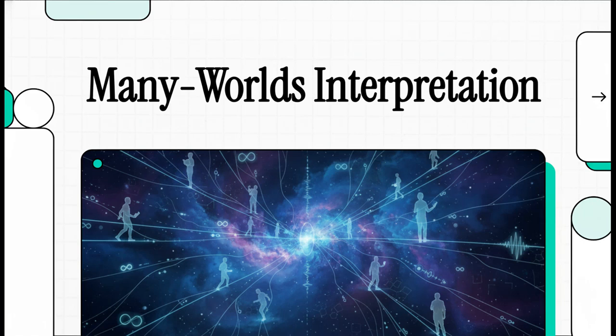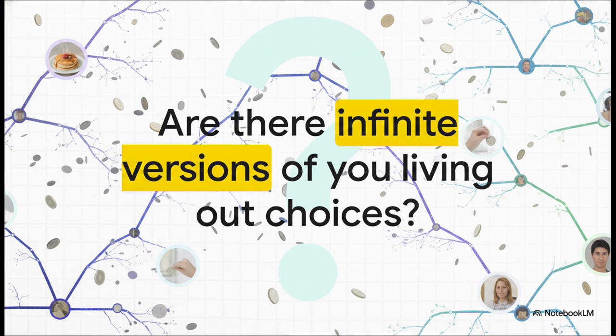Today we're unpacking one of the most mind-bending, absolutely reality-shattering concepts in all of physics. We're going to explore the idea that right now, literally as you're listening to this, infinite versions of you might be living out every single possible choice you could have ever made. I know, it sounds like pure science fiction, right? But it's actually a genuine, heavily debated idea in quantum physics.